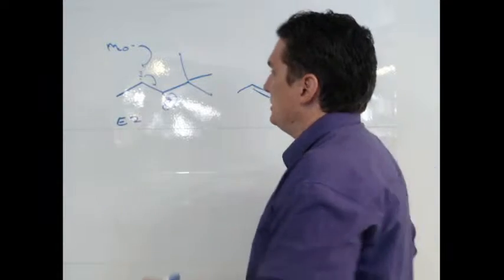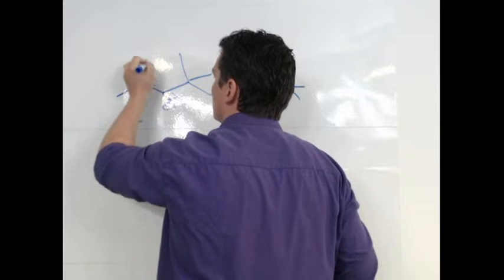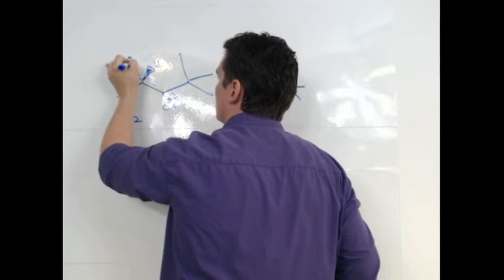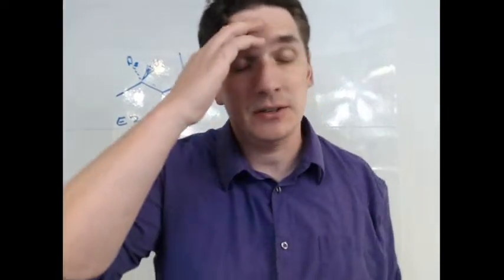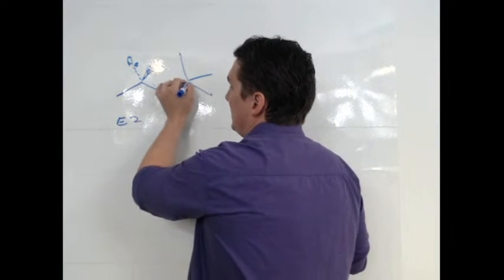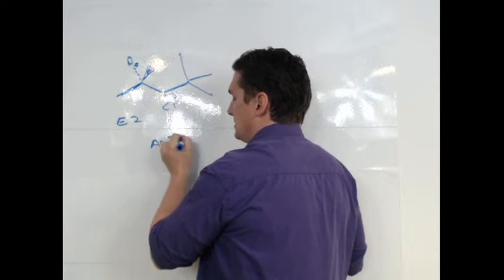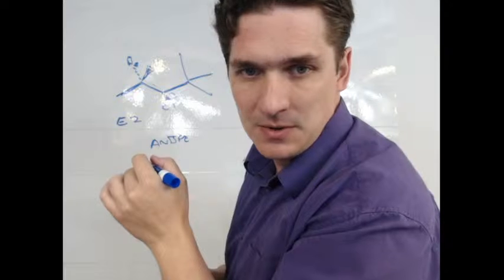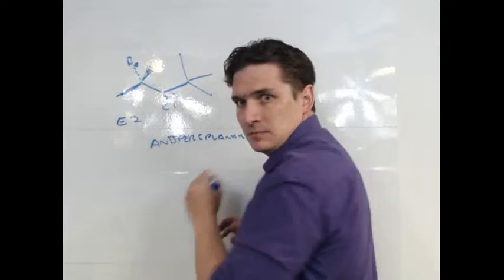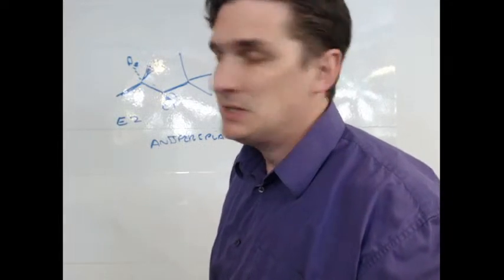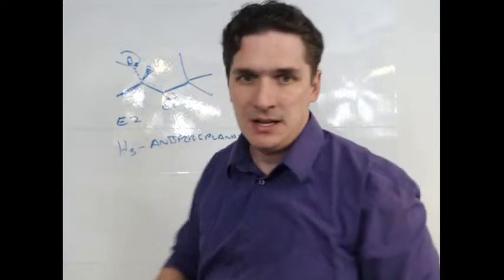We have HA and HB. And it wants to know which one's going to get removed. So we're looking for the one that's called anti-periplanar. Anti-periplanar means that we have a plane defined by the solid line, so we're looking for one that's on the opposite side. Anti-periplanar. And it's to the leaving group Cl, and since HB here is anti-periplanar, I'm going to say it's HB.